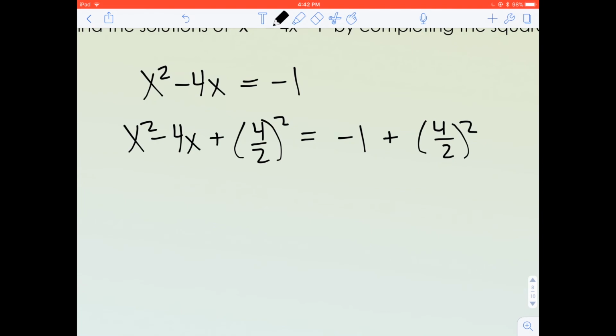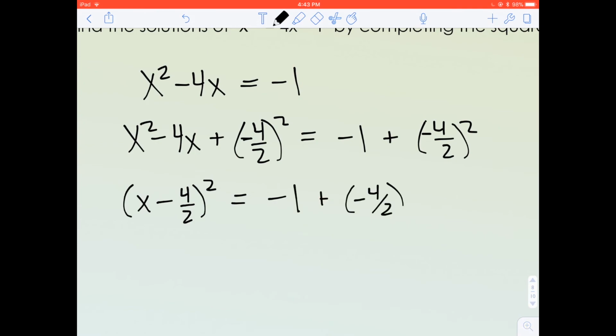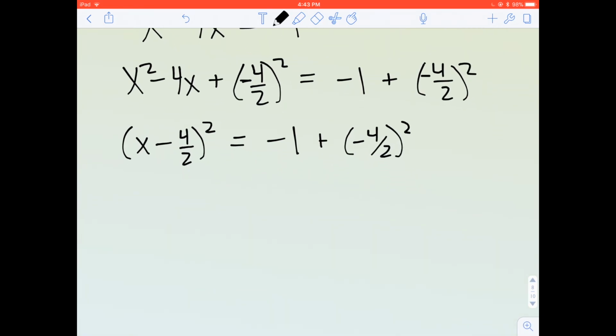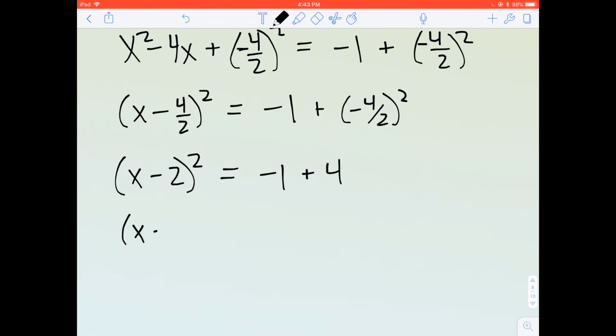I already know exactly what my left side's going to look like. Oops, I forgot my negative. So I know it's going to be x minus 4 over 2 squared. And my right side is going to be negative 1 plus negative 4 over 2 squared. Okay, we can simplify. So x minus 2 squared is on the left, and we're going to have negative 1 plus negative 4 over 2 is negative 2 squared, so plus 4. X minus 2 squared equals 3.